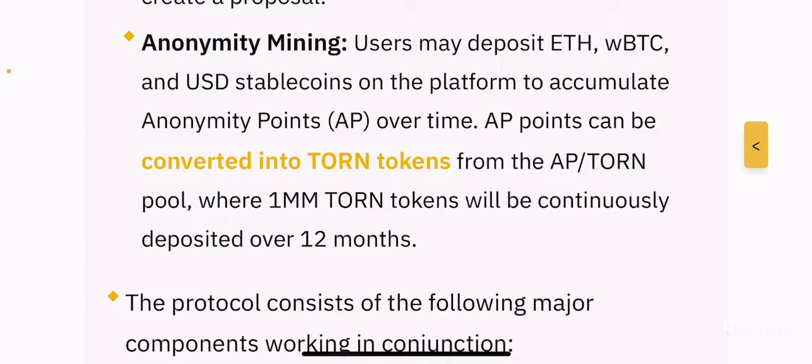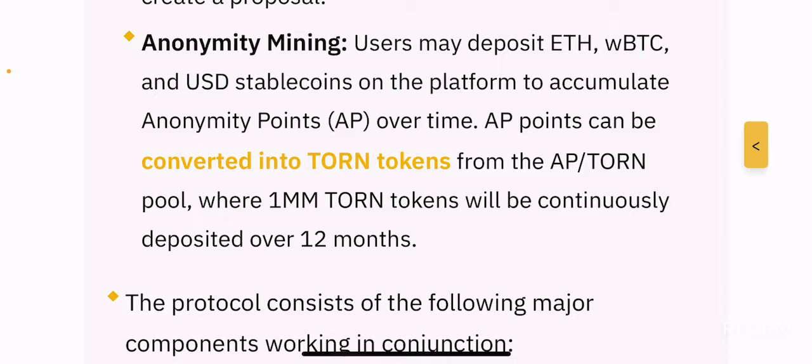Again, one other main unique value proposition that TON tokens offer is when you deposit ETH or wrapped BTC and USD stablecoins on the platform, you can accumulate anonymity points, right? And you can use these anonymity points to earn TON tokens from the anonymity point or AP TON pool, which is available on the platform, right?